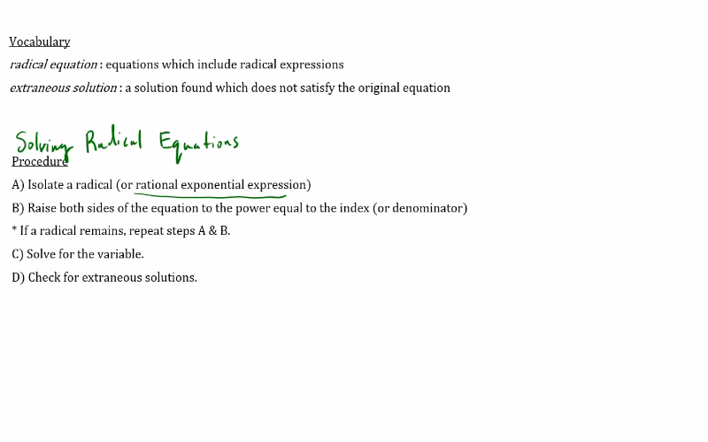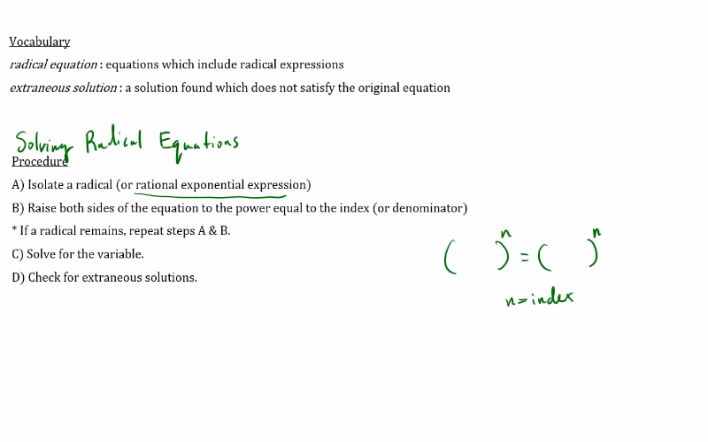And then once you do that, then you're going to raise both sides of the equation to the power equal to the index, right? So basically you might square both sides, or you might cube both sides if it's a cube root, square both sides if it's a square root, fourth power both sides if it's a fourth root, etc., right? So you raise both sides to the nth power where n is the index. Okay, so that's step B.